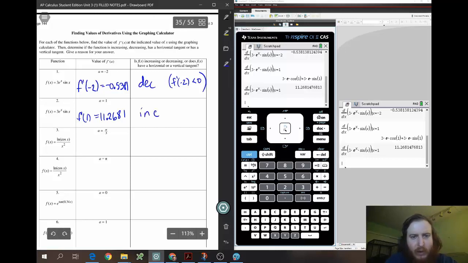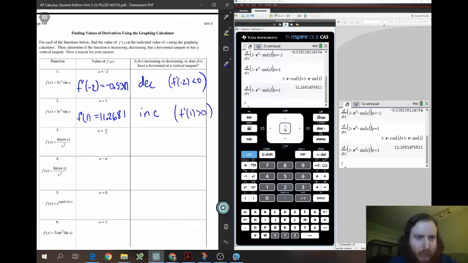Now, it didn't ask us to justify, so I'm just going to write increasing, but we know why we picked increasing. Because f prime of 1 was greater than 0. So you don't need to write this in parentheses every single time, but for the first few, I'm just doing it because it's our notes.